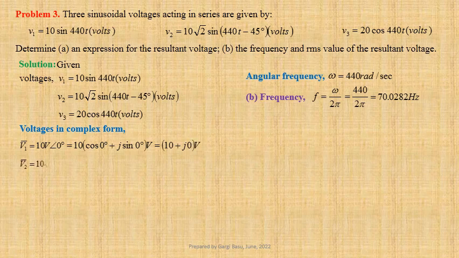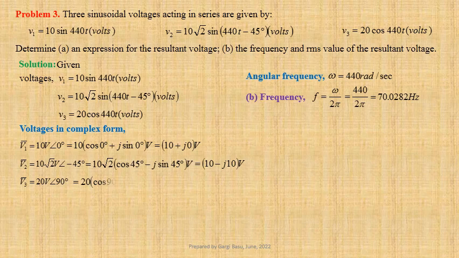V2 equals 10 root 2 volt at an angle minus 45 degree. This may be written in Cartesian form as 10 root 2 times cos of 45 degree minus j sine of 45 degree volt, that is equal to 10 minus j10 volts, and V3 equals 20 volts at an angle 90 degree. This may be written in Cartesian form as 20 times cos of 90 degree plus j sine of 90 degree volts, that is equal to 0 plus j20 volts.